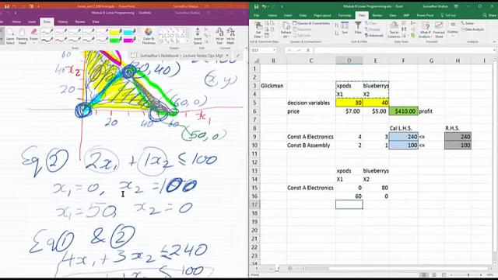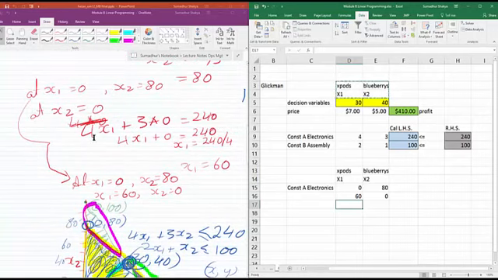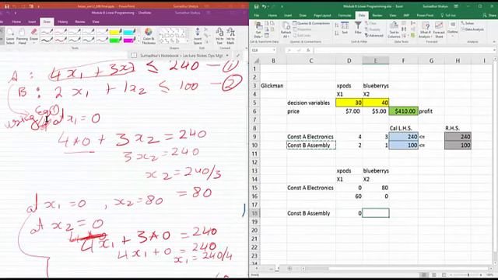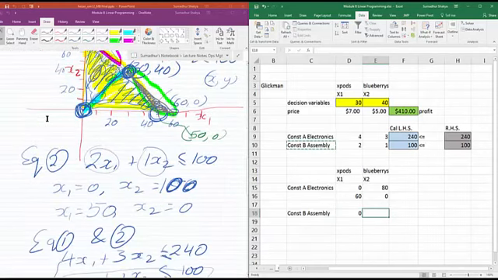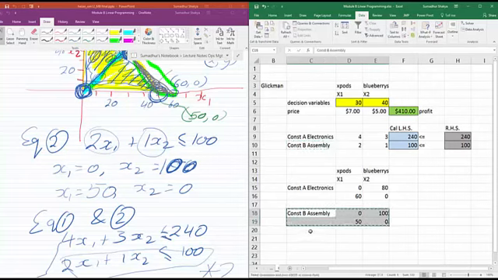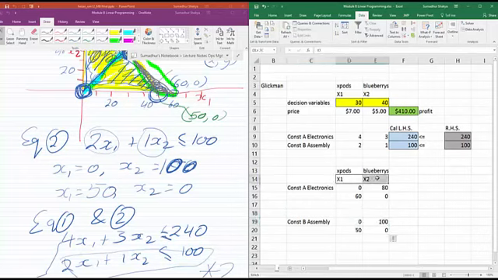Then using the second equation, which is for the constraint of assembly, when x1 is 0, x2 is 100. When x2 was 0, x1 is 50.